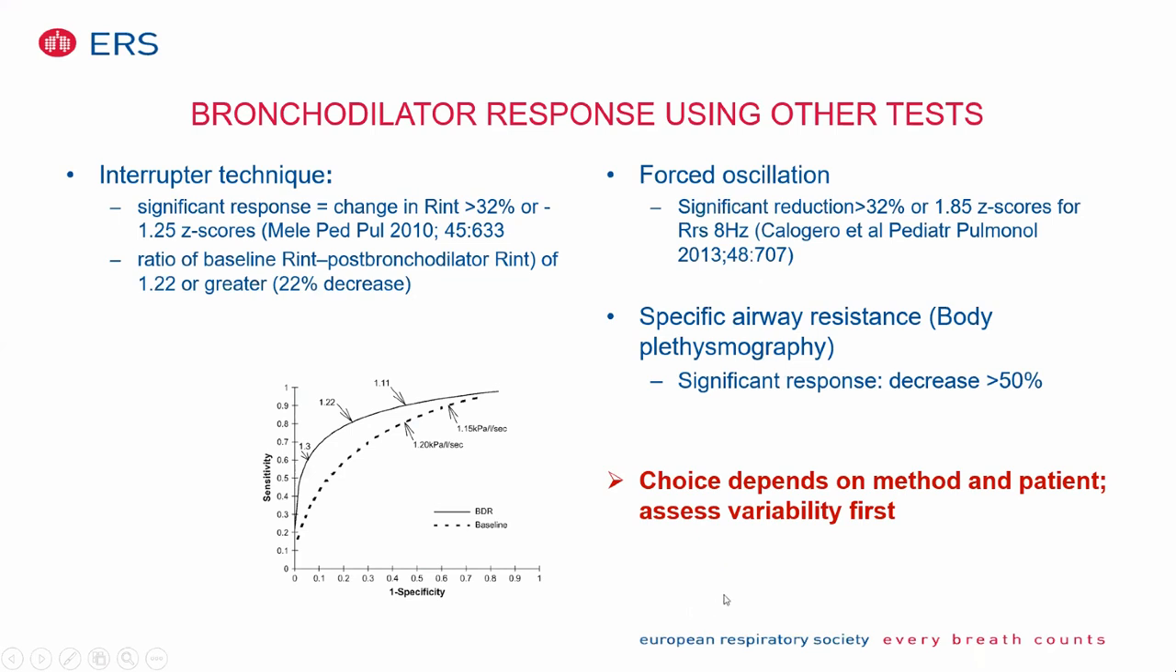Spirometry is not the only lung function technique that can be used to assess the bronchodilator response. There are a number of other techniques which are not specifically covered here. You've heard about measurements of specific airway resistance. If you use these techniques, you have to remember that they have a different variability compared to the FEV1. And then you have to use a different cutoff to define a significant response. So the interpretation depends on the method, and the choice of the method depends on the patient.